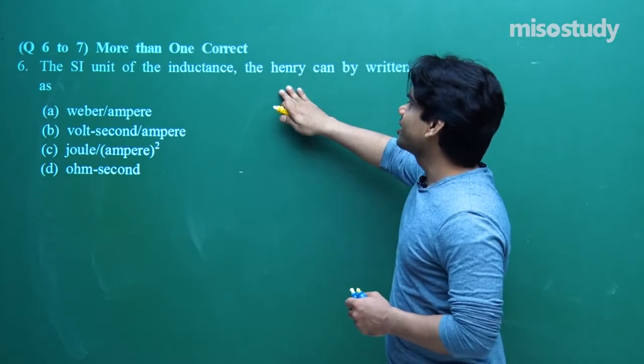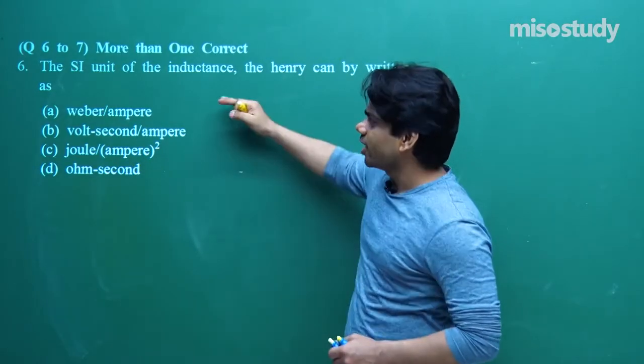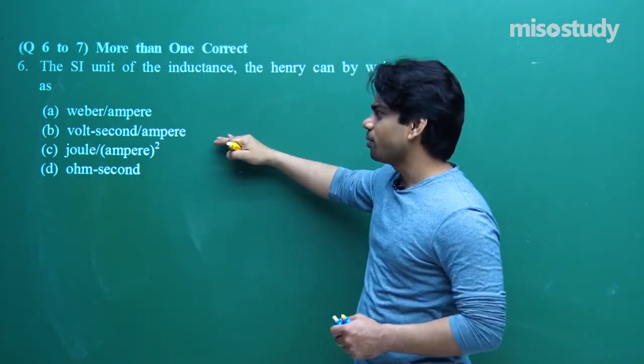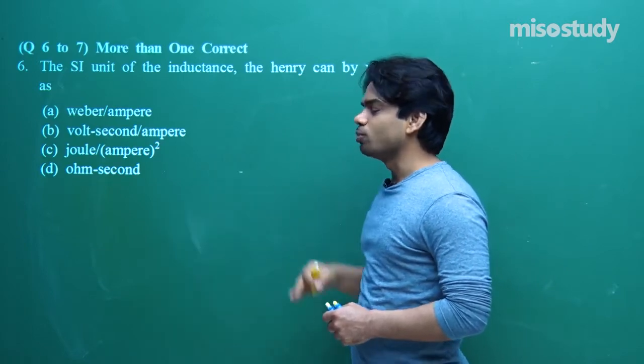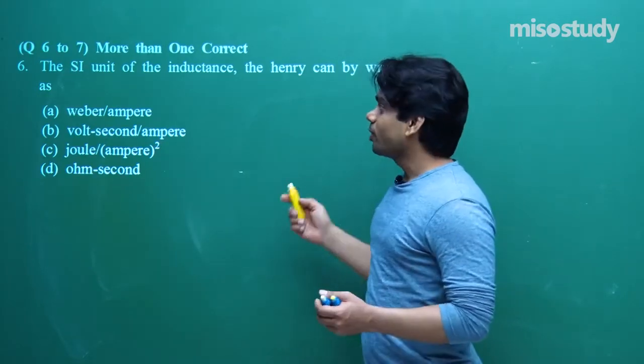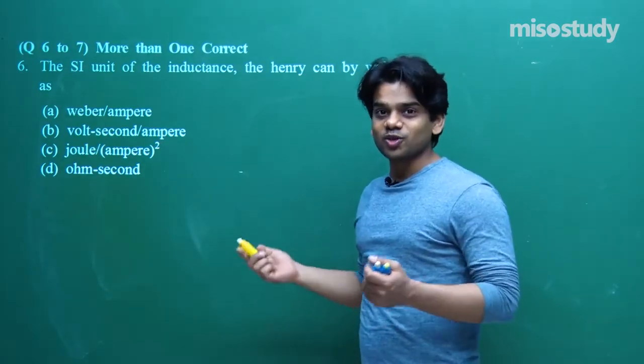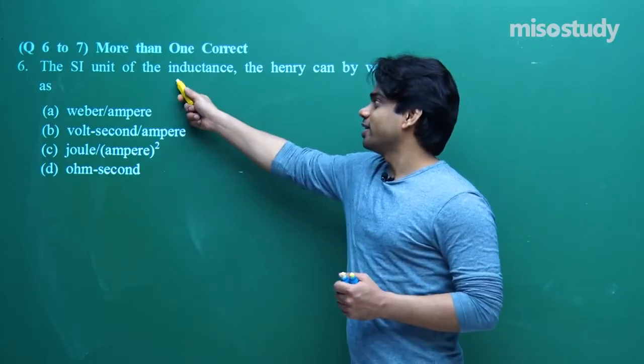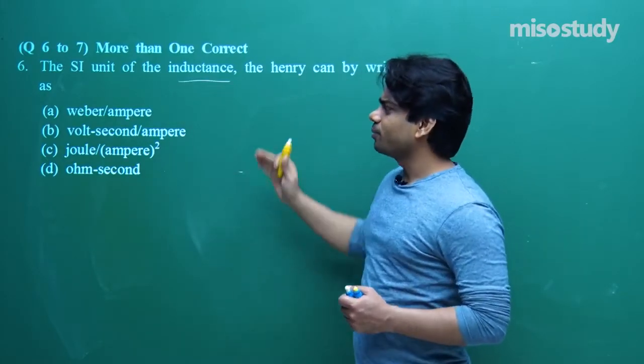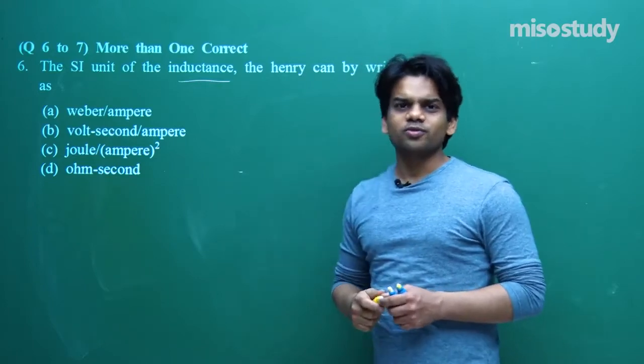The SI unit of inductance, the Henry, can be written as: A, Weber per ampere; B, volt second per ampere; C, joule per square ampere; and D, ohm second. You might not know about inductance if you have not gone through the class 12 curriculum, but need not worry, I'll be giving an introduction about this with this question.